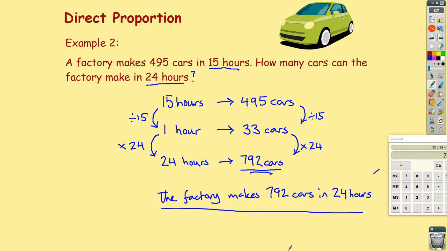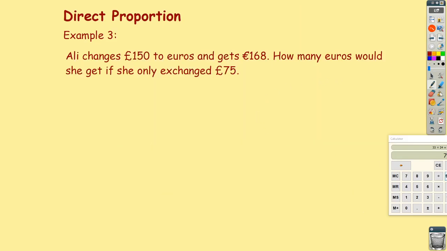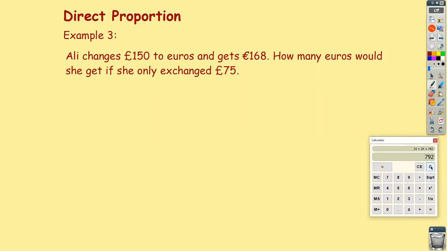One more example, just to show you that this just works the same way, more or less every time. We're going to look at this one here that's comparing 2 different currencies, okay? It says Ali changes £150 to euros and gets 168 euros for this, okay? So the first thing we know is that they're starting with £150 and getting 168 euros. The question is asking how many euros would she get if she only exchanged £75?